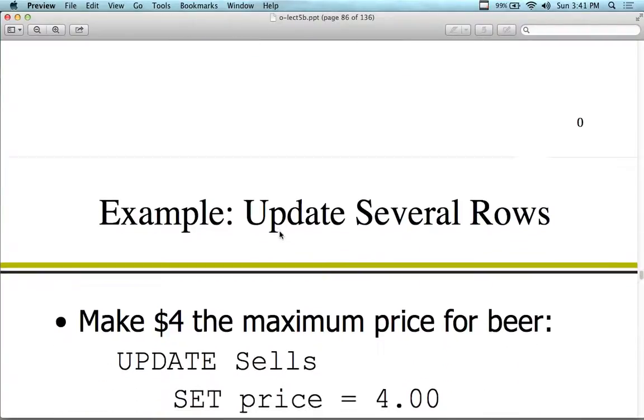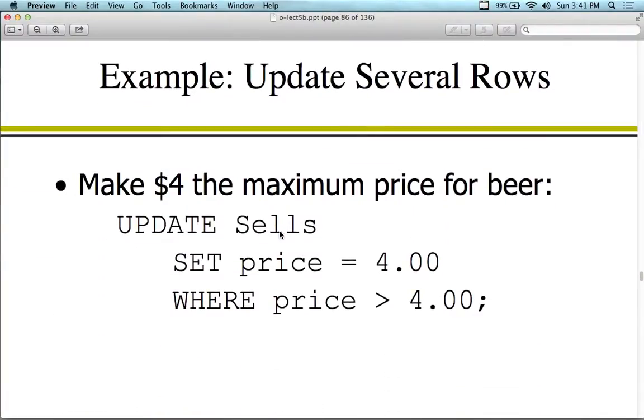We can also update several rows at a time, and this again is kind of dangerous, sort of like the delete from this table. It's dangerous because we can update all the rows in the table accidentally by leaving out the where clause. So make $4 the maximum price for beer. We can update sells, and set the price equal to $4 where the price is less than $4. If we left out the where clause and said update sells, set price equal to $4, every single row in that table is going to be $4 now. So you can see that's kind of dangerous, actually.